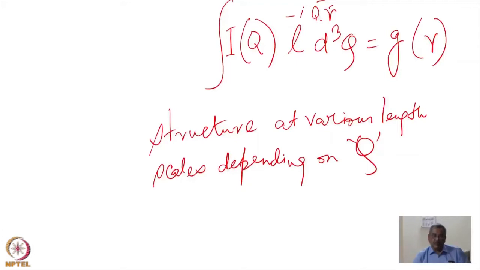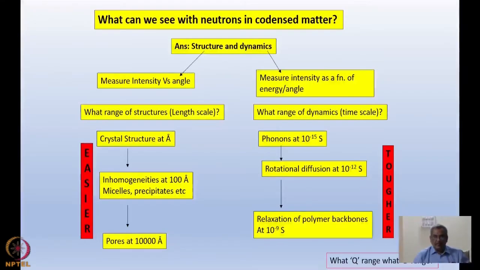Like in the case of optical diffraction, we know that if you have rulings on a board, then from the diffraction pattern of these gratings, we can find out the spacing between gratings. But that's at a much larger length scale, maybe at the micron level, because optical rays have wavelengths in the range of 4000 to 7000 angstrom. So basically, diffraction gives me structure at various length scales, and that's the purpose of our doing neutron diffraction.